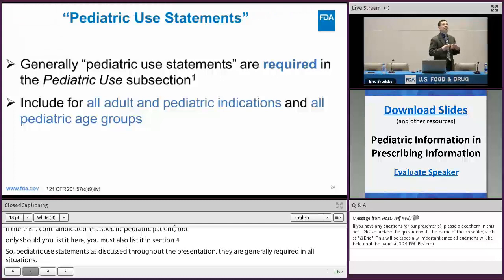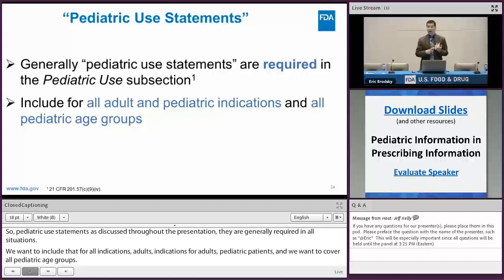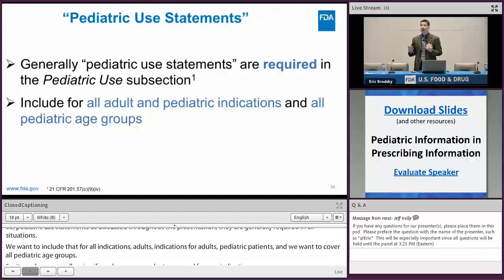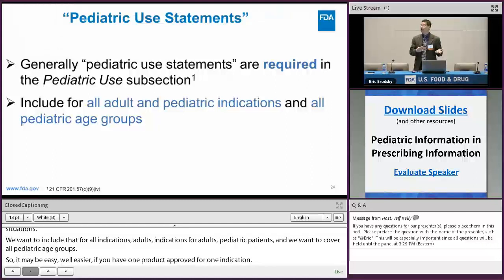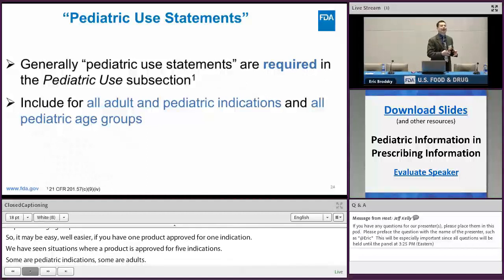So it may be easier if you have a product approved for one indication. We have seen situations where a product is approved for 5 different indications, and some are pediatric indications, some are adults. That becomes a lot more complicated, subsection 8.4. But you could use some of the principles in this guidance to develop that labeling for that situation.